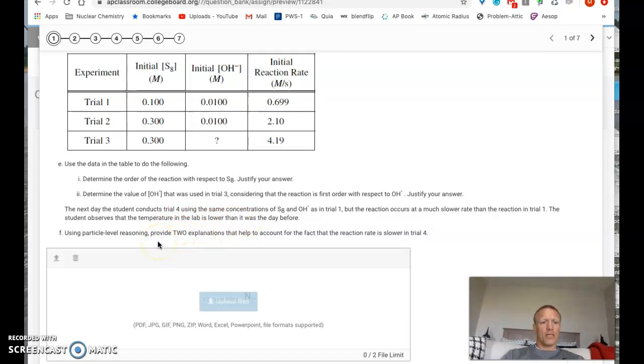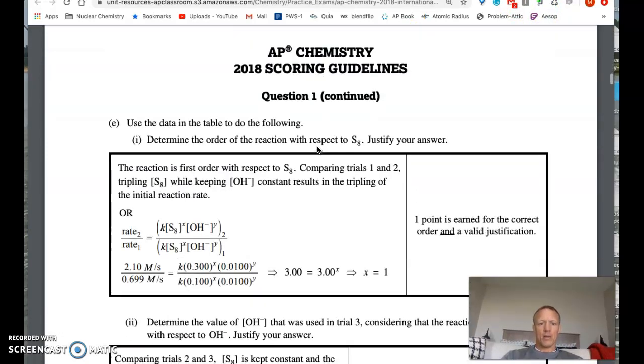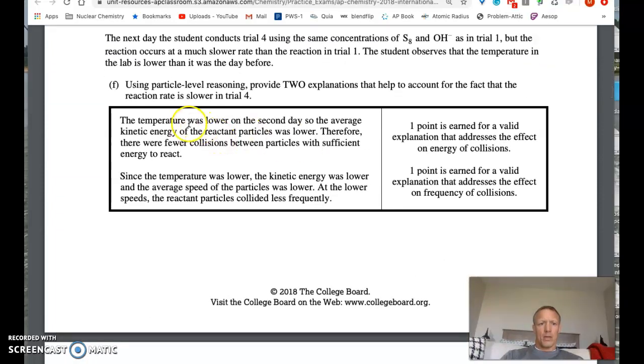Using particle level reasoning, provide 2 explanations that help account for the fact that the reaction rate is slower in trial 4. Well, obviously there's no difference in concentration. The only difference is it was colder. So let's read here what they write. The temperature was lower on the second day, so the average kinetic energy of the reactant particles was lower. Or lower temperature, lower kinetic energy. Therefore, there were fewer collisions between particles with sufficient energy to react.